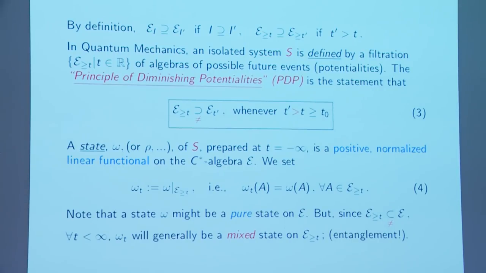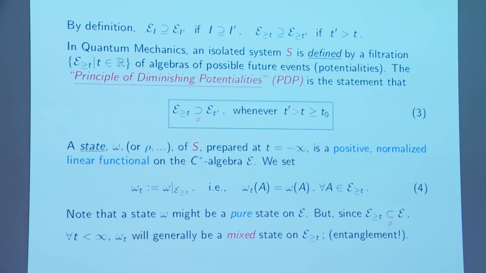Unfortunately, people have trouble believing that this is a reasonable principle because in our discussion of simple examples of quantum mechanical systems, it's never true. Unfortunately, the E greater or equal to T's are all the same algebra.